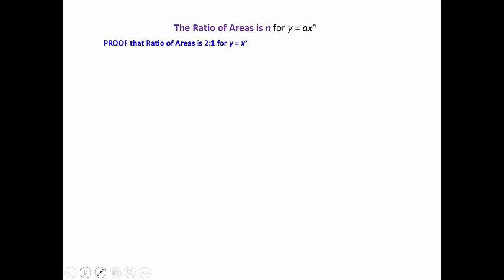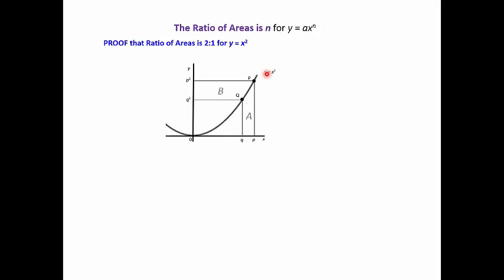Here's a proof of that result. Suppose we've got the curve y equals x squared and we've got 2 points p and q on it, and we want to show that the ratio of areas is 2 to 1. I'm going to make 2 rectangles like this. So I'm going to find the area of the rectangle on the left there, where B is, and I'm going to write down the ratio of areas B over A.